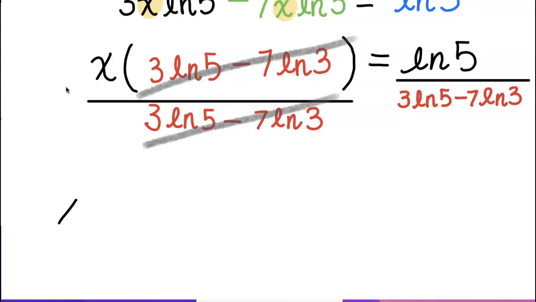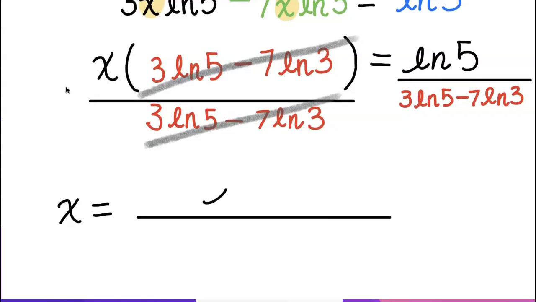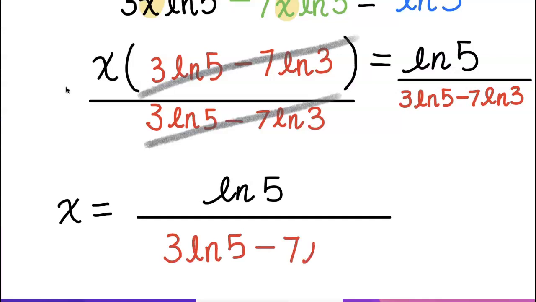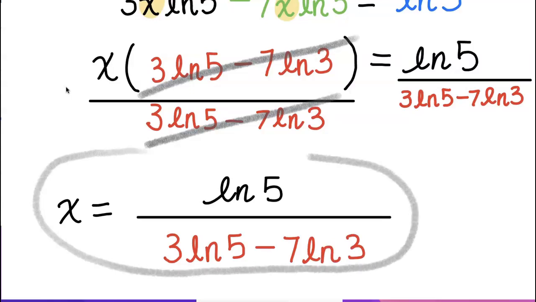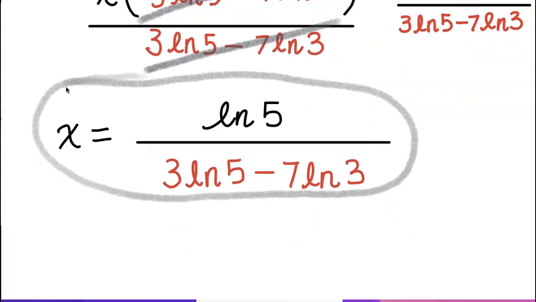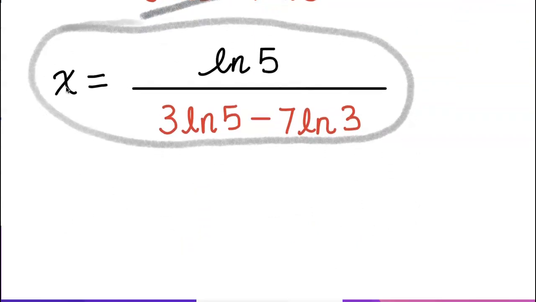So our final answer in exact form is x equals a fraction that has natural log of 5 in the numerator and 3 natural log of 5 minus 7 natural log of 3 in the denominator. And that is the exact form. I know for Alex homeworks, you may sometimes have to type that into the calculator to get the decimal approximation. But for your exam, we're going to ask you to leave your answer in exact form. So that's where you can stop.